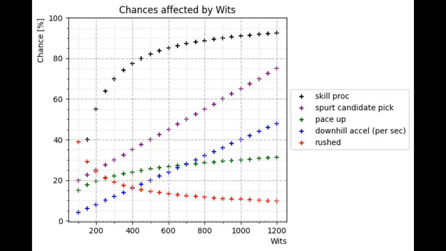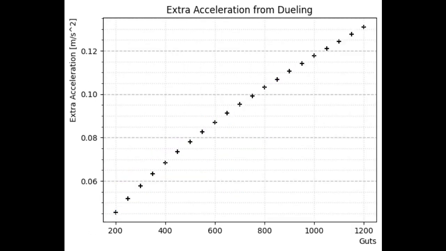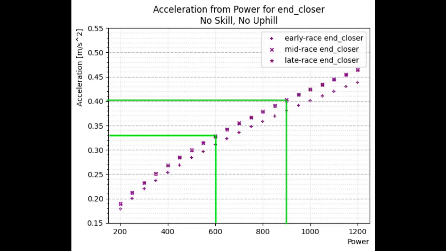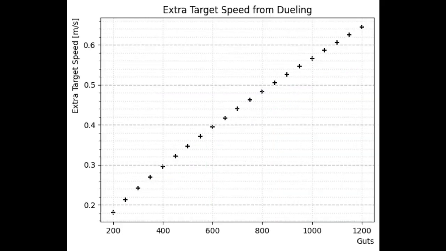So it's quite possible that a dumb horse will think she should run at 550 speed instead of 1,200 if her stamina is lacking. Now, the balance patch added dueling, which, when activated, increases acceleration and target speed. This is how much acceleration the horse gains while dueling. A modest 400 guts horse will accelerate as if her 600 power was actually 900 power, and this is the extra target speed from dueling. At 700 guts, that rivals the best speed uniques in the game, in magnitude alone.